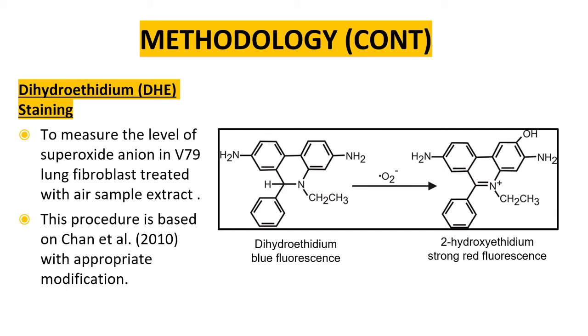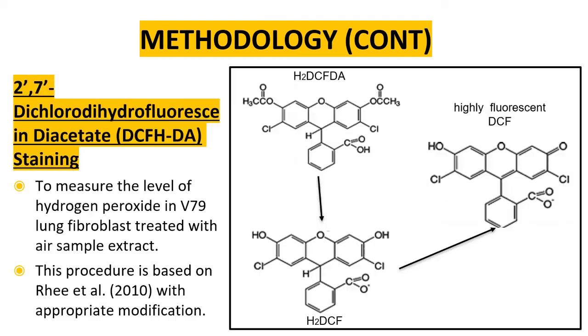So the next one is dihydroethidium staining, or known as DHE staining. It is used to measure the level of superoxide anion in V79 lung fibroblasts treated with the air sample extract. This procedure is based on Chan et al. 2010 with appropriate modification. Dihydroethidium will emit blue fluorescent color, and when it reacts with superoxide anion, it will emit strong red fluorescence.